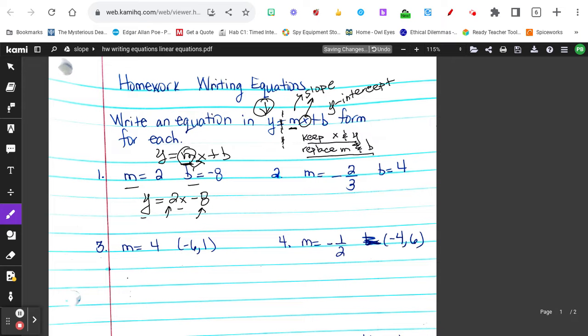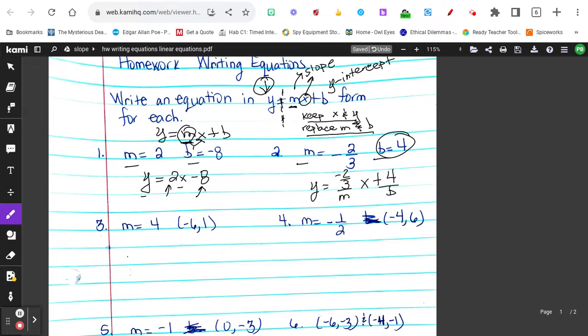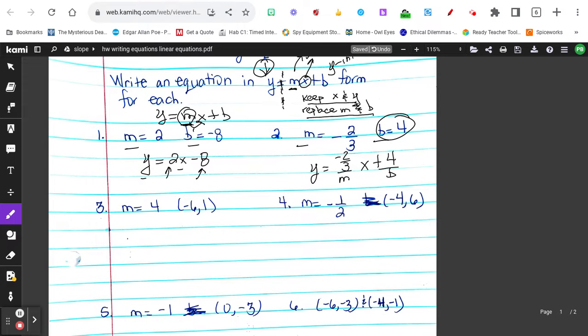Same thing goes here. I have m and b already, so I'm going to keep y and x, and then replace m and b. Okay, so m, your slope is negative 2/3, so it's negative 2/3 x, and b is a positive 4, so put plus 4. On number 1, b was negative 8, that's why I put minus 8. Well, you could also put plus negative 8, but plus negative is the same as minus positive.